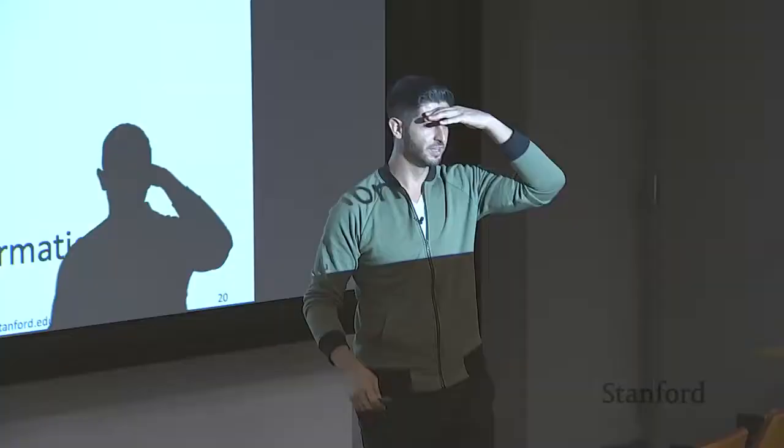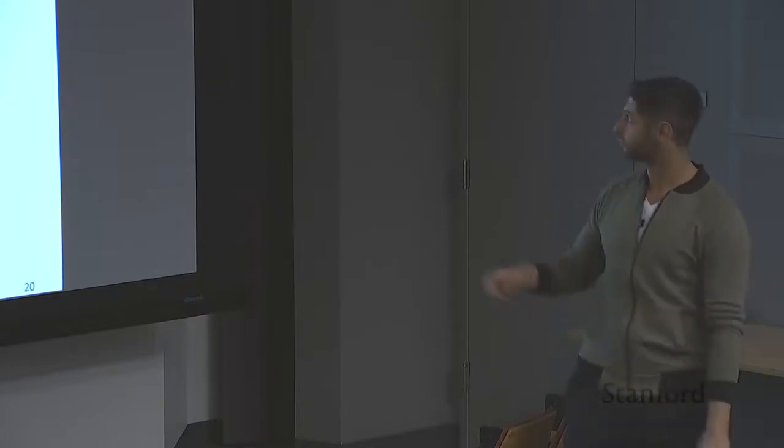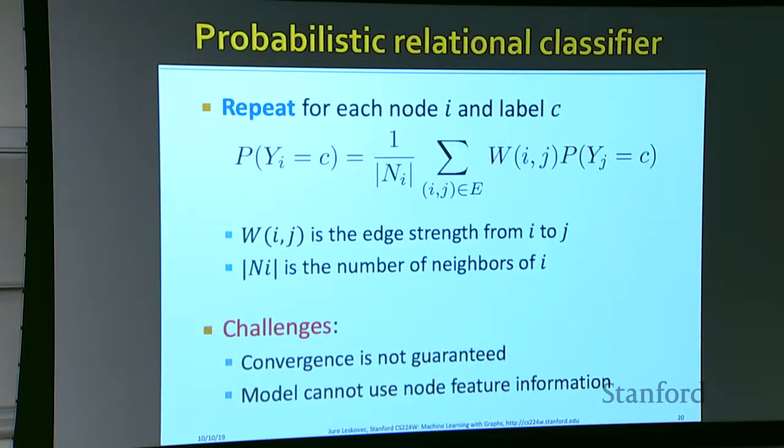Question? So we are iterating through the nodes in our graph. Are we picking the nodes randomly, or are we going through some sort of sequence that repeats until we converge? Let me repeat the question so we find out if I understood correctly. Your question is, shall I take the nodes, my neighbors randomly when I apply the formula or not? Is that what you were asking? So it basically says repeat for each node I and label C. Okay.